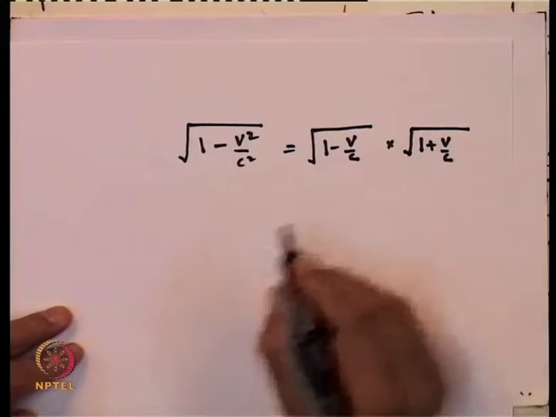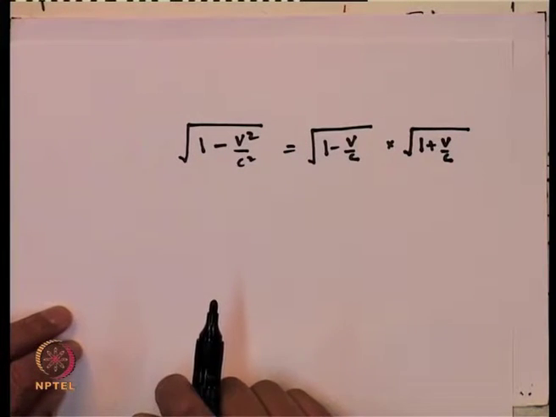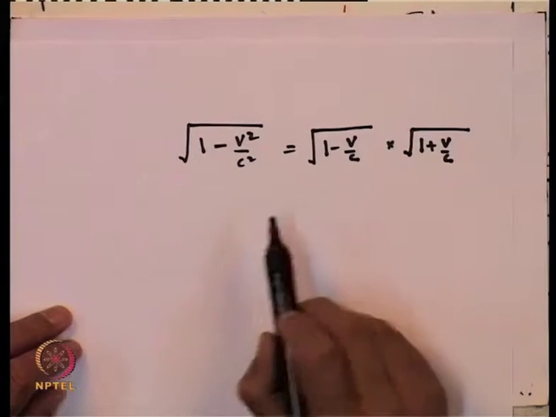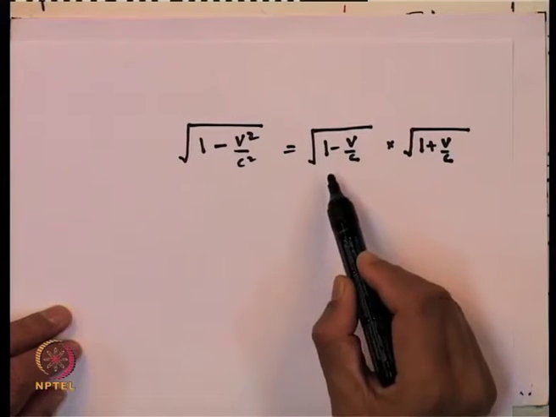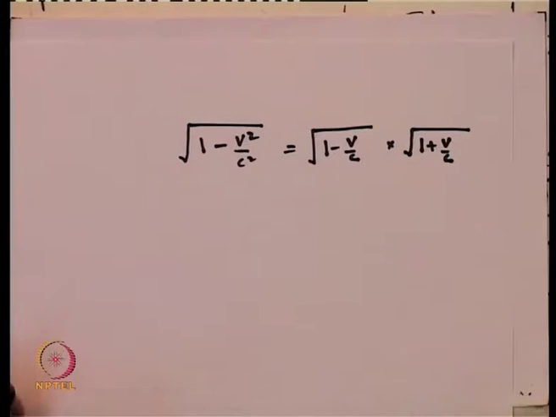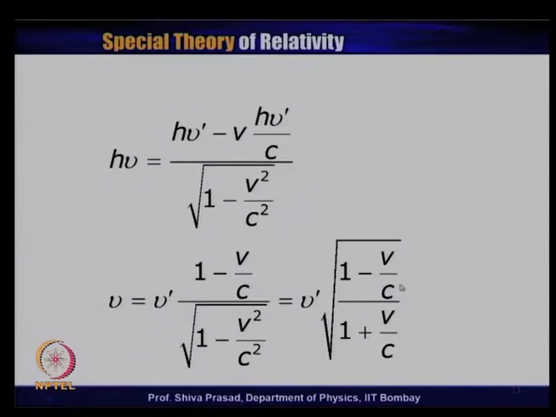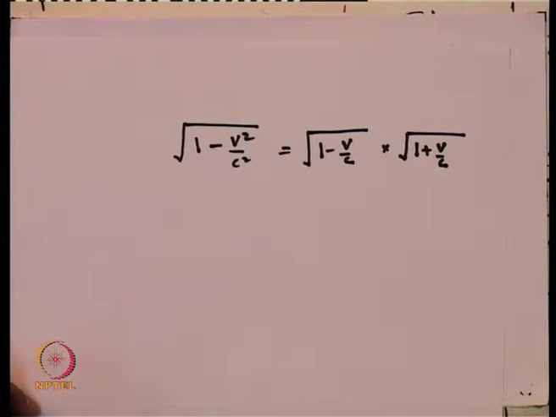Plus v by c. You just factorize a square minus b square is equal to a minus b into a plus b. Now, in the numerator we had 1 minus v upon c. So, this will cancel with this, root of that will cancel with root of 1 minus v by c, giving me this particular expression which I have written here: nu is equal to nu prime under root 1 minus v by c divided by 1 plus v by c. Remember, this root has been cancelled with under root 1 minus v by c. Under root 1 plus v by c still remains here, and on the numerator the under root sign remains here. So, the new expression that I have got is nu is equal to nu prime under root 1 minus v by c divided by 1 plus v by c.